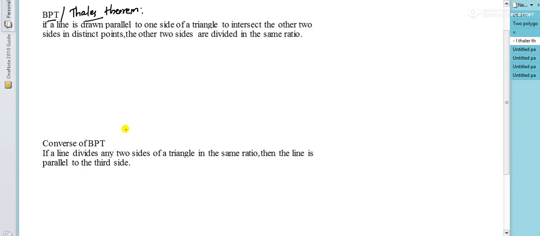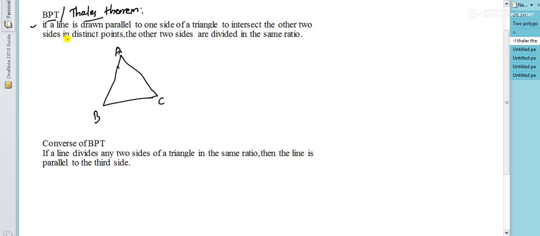So let us start from the basics. What is BPT? BPT means basic proportionality theorem. What is its statement? Its statement says that if a line is drawn parallel to one side of a triangle, so let me draw a triangle first. Imagine this is a triangle ABC.